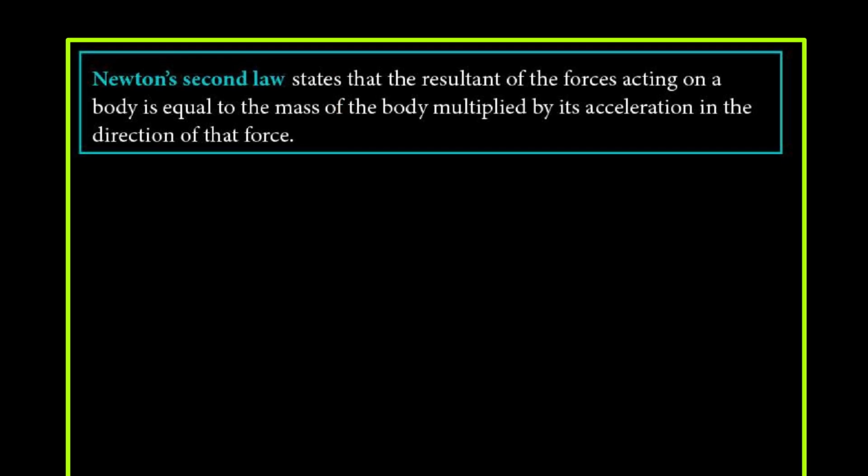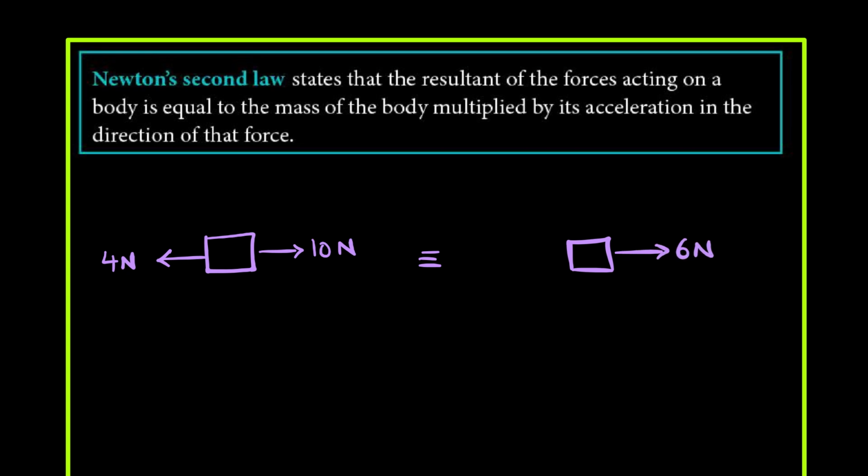This law states that the resultant of the forces acting on a body is equal to the mass of the body multiplied by its acceleration in the direction of that force. That means if I have a body and a force of 10 Newton is acting this way and a force of 4 Newton acting this way, this is identical to a force of 6 Newton pulling it to the right. So over here, this 6 Newton is the resultant force.